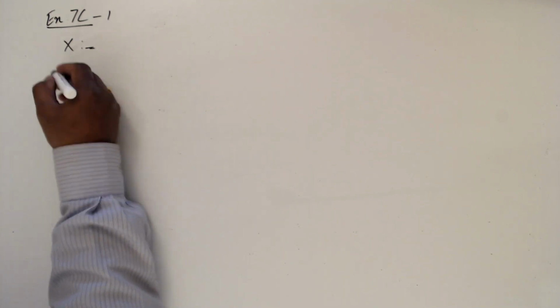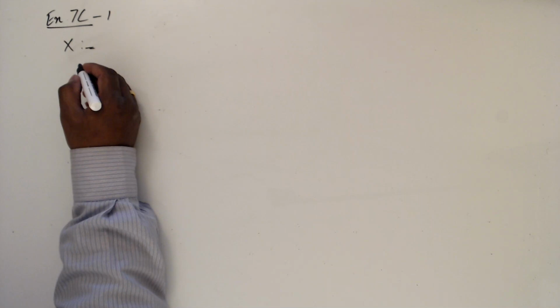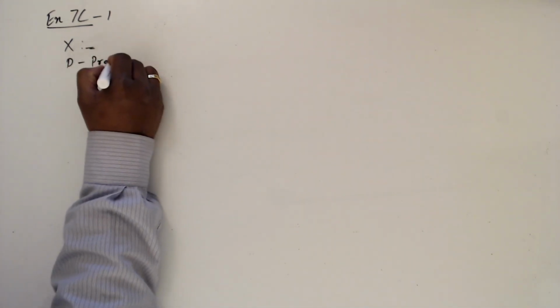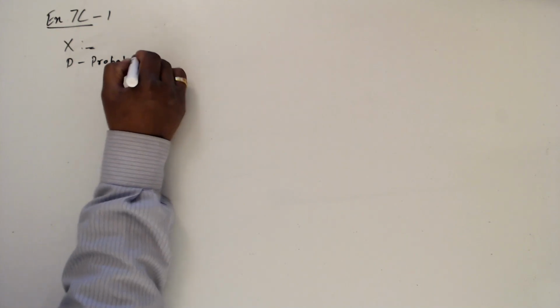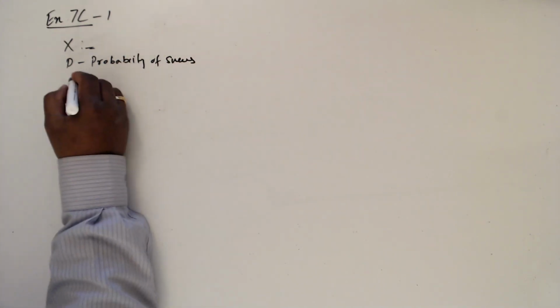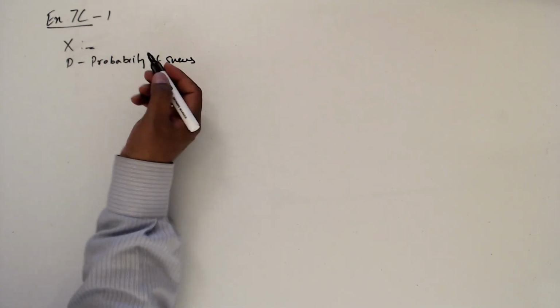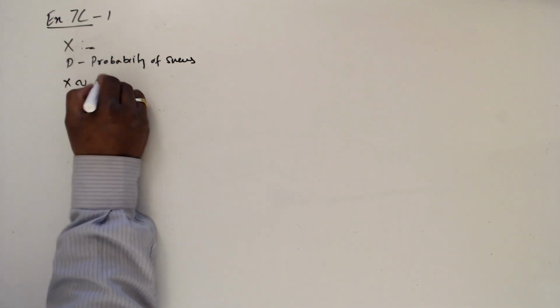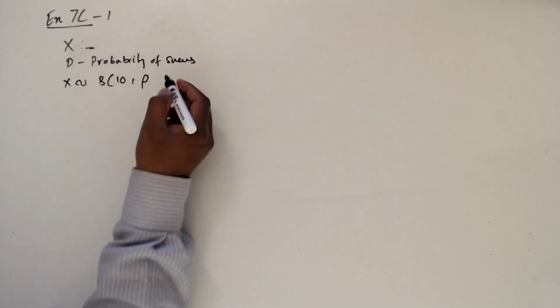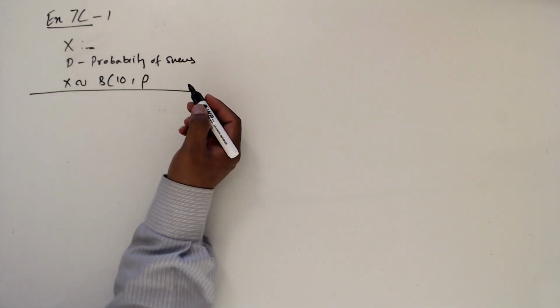And P is the probability of success, and X follows binomial 10, P. So this is the model details.